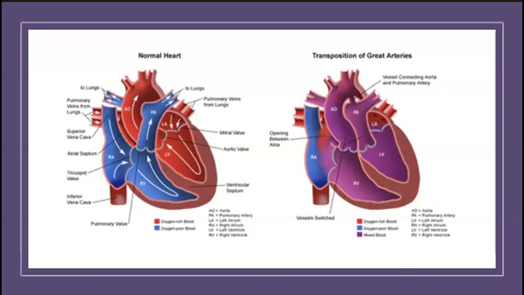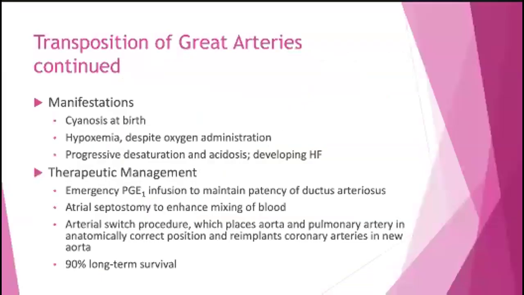So what are the manifestations of this going to be? Well, this is going to be cyanotic within a few hours of birth. This is going to be a cyanotic baby that no matter how much oxygen we give them, they're just not going to pink up. They're going to be tachypneic, they're going to have respiratory distress, poor feeding, lethargy, failure to thrive. We might have a murmur. Complications if untreated, we're going to go from severe hypoxemia to acidosis to shock and death.